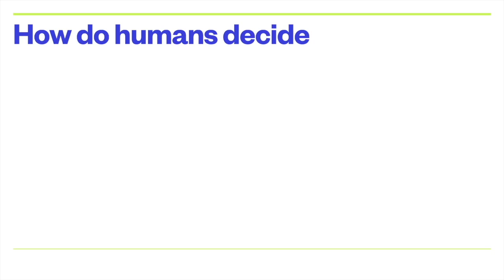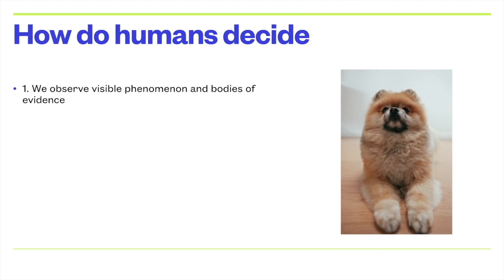So how do humans decide, right? As humans, we observe any visible phenomenon and bodies of evidence. So for example, this cute little dog, we know it's a dog, right? And why is that? Because we have been trained in such a way when we were kids. The moment we see this image, we are able to generate a hypothesis or multiple hypotheses, and we can interpret what we are seeing.